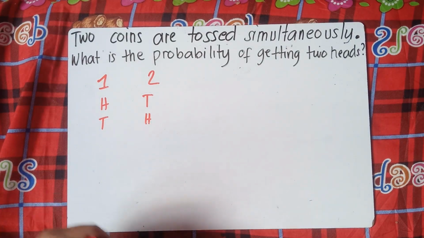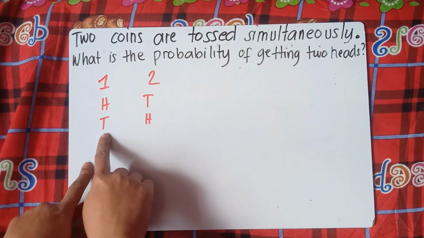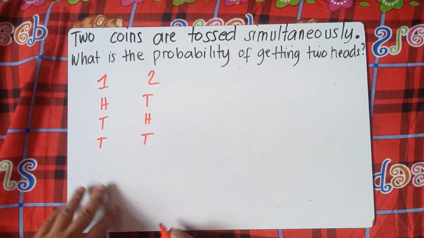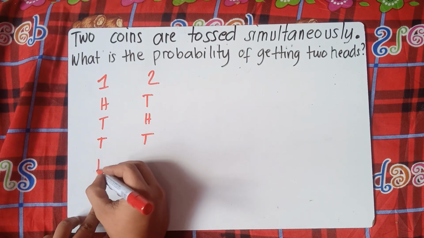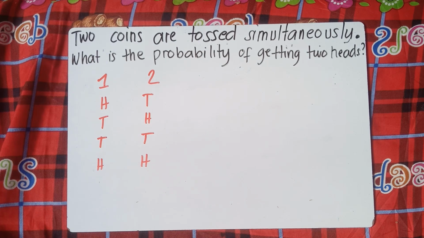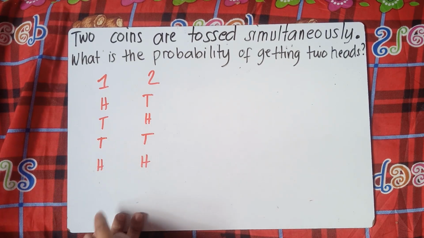So when you toss the coin simultaneously, it could be head, tail, tail, head, tail, tail, and head, head. So check, class. These are the possible outcomes. We don't have any other possible outcomes. So we have 4 possible outcomes when we toss 2 coins simultaneously at the same time.